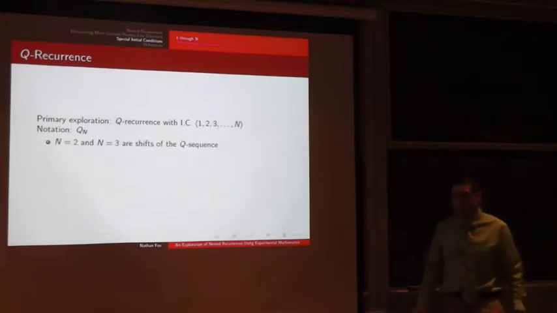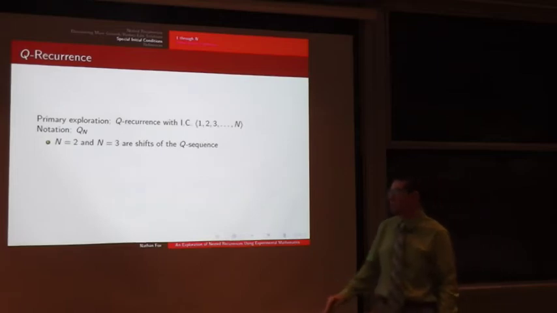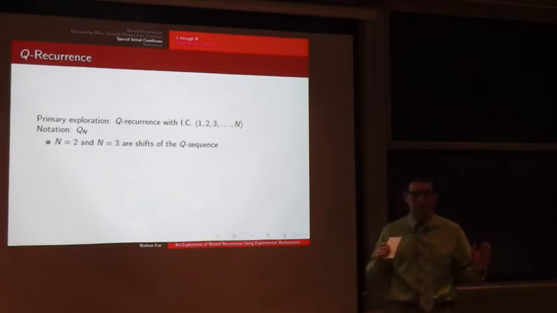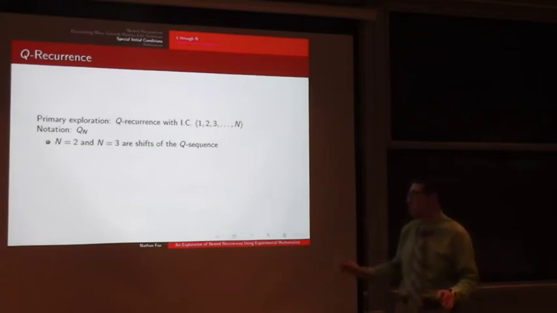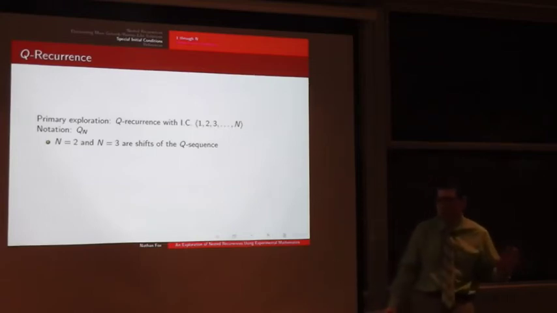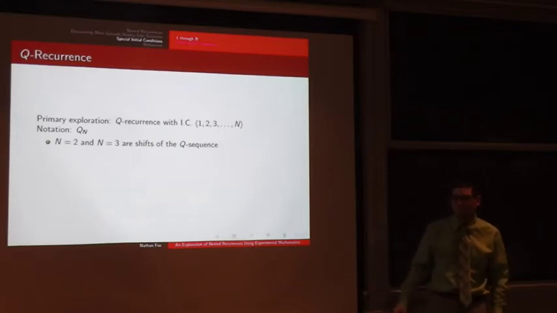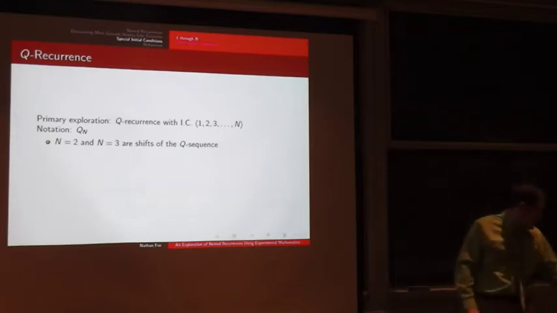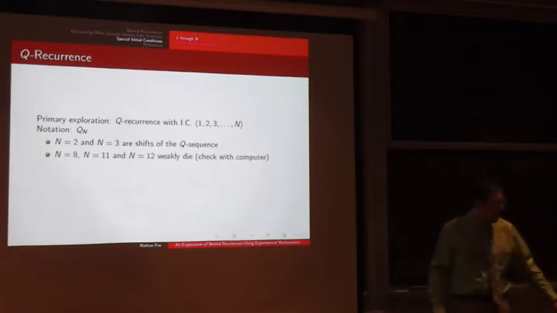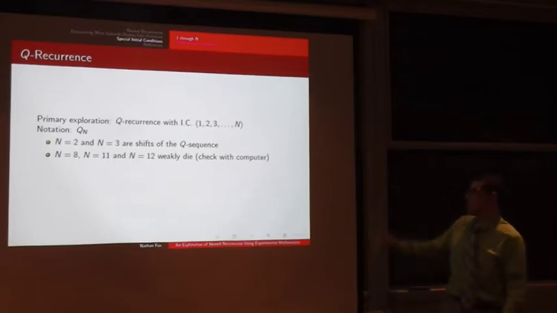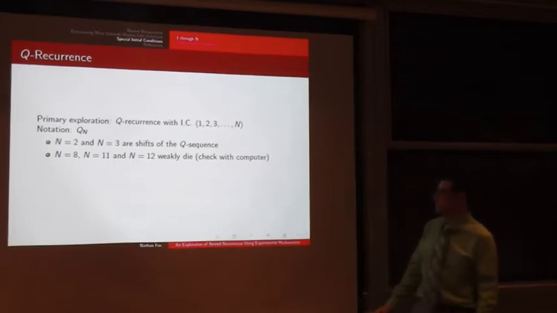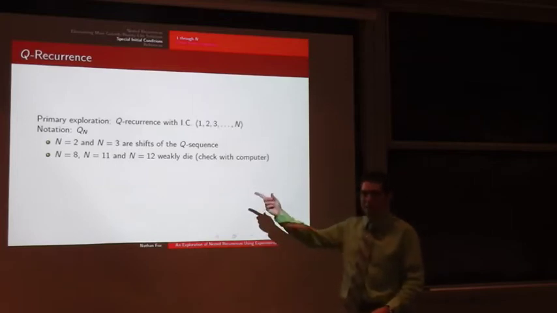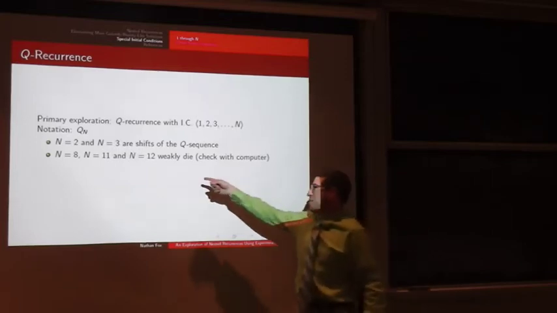So 2 and 3, those are just shifts of the Q sequence. So you remember invariant under shifting. The first terms were 1, 1, 2, so you just have 1, 2 now, and it works out the same way, because that first 1 is never referenced when computing the terms. And if you look at n equals 8, then you can see that there's actually 420 terms in that sequence. And also, if your initial condition has 11 guys, that leads to death, and also 12.